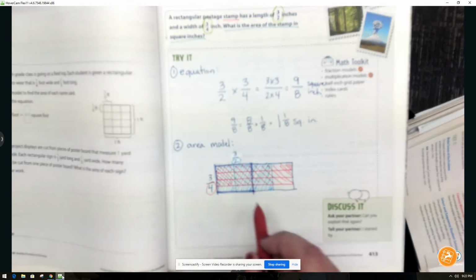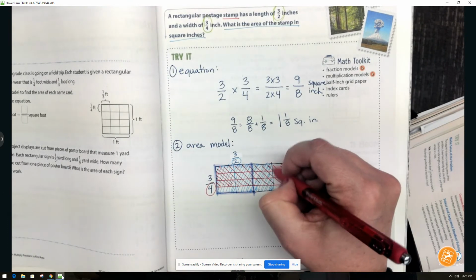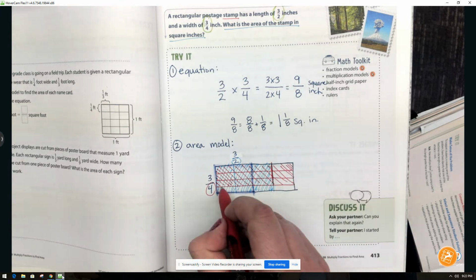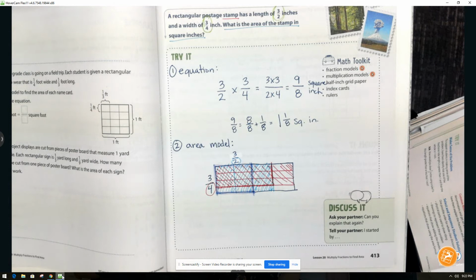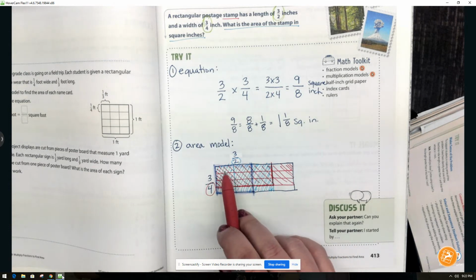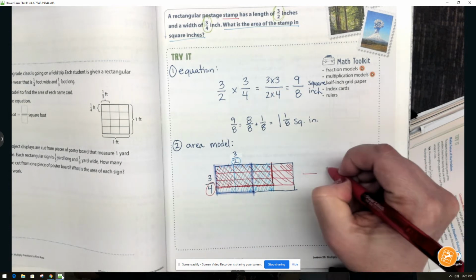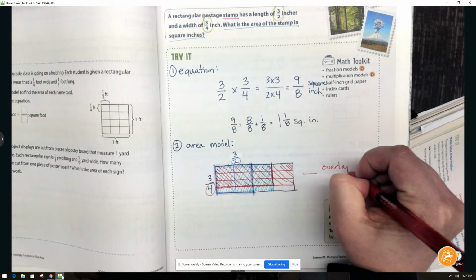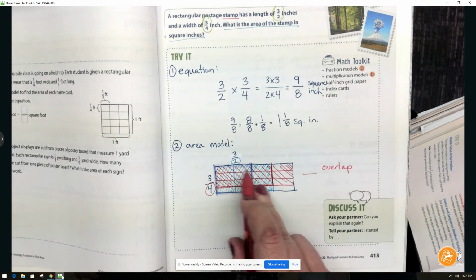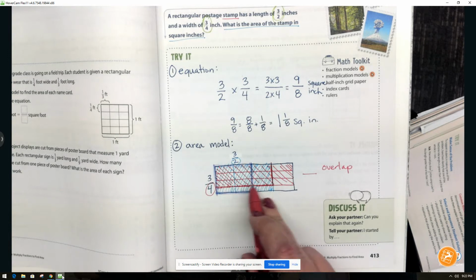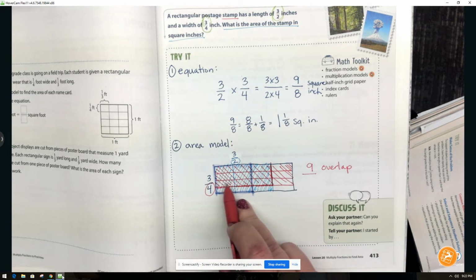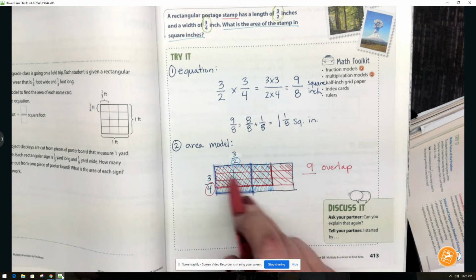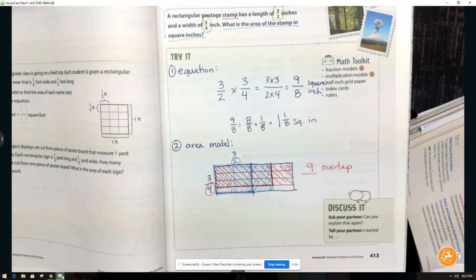And then our overlap is going to be our answer, or our numerator, excuse me. The overlap is the numerator. So let's count the overlap. Remember, this is the overlap. It is 1, 2, 3, 4, 5, 6, 7, 8, 9 parts. That's the part that's shaded in by both the rows and the columns.